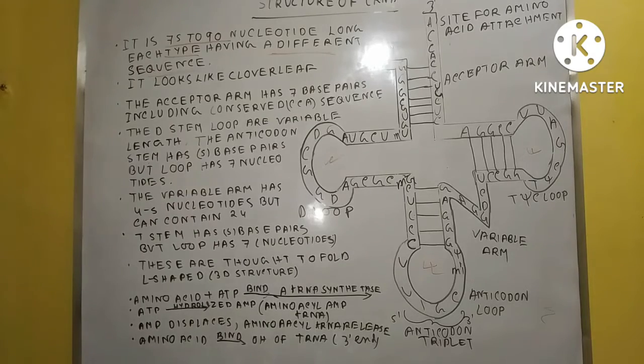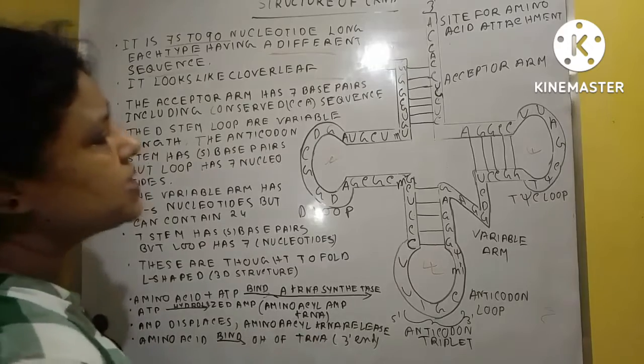You can see this structure is just like a clover leaf. Now, which stem or which loop is known as what?